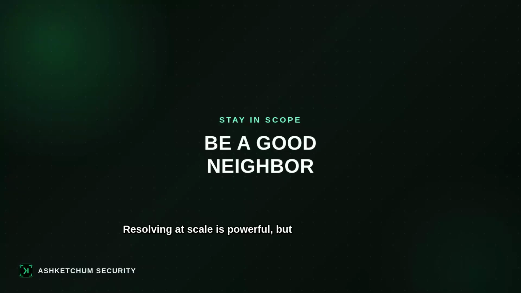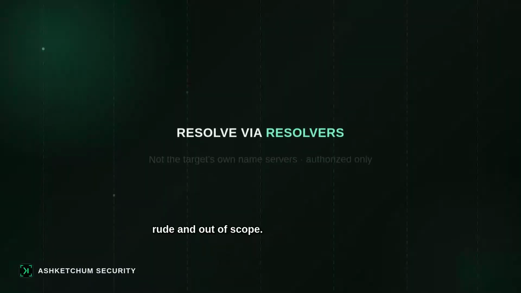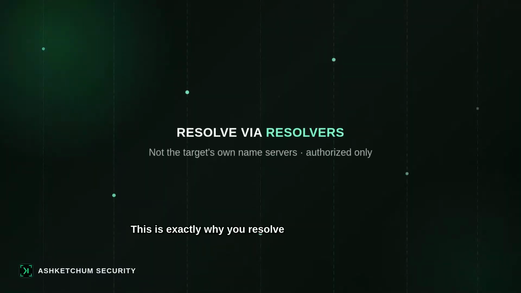A word on being careful. Resolving at scale is powerful, but if you point 100,000 queries per second straight at a target's own name servers, you can knock them over, and that's both rude and out of scope. This is exactly why you resolve through your big list of public trusted resolvers instead of the target directly. Stay fast, but stay a good neighbor. Scale responsibly, and only within your authorized scope.